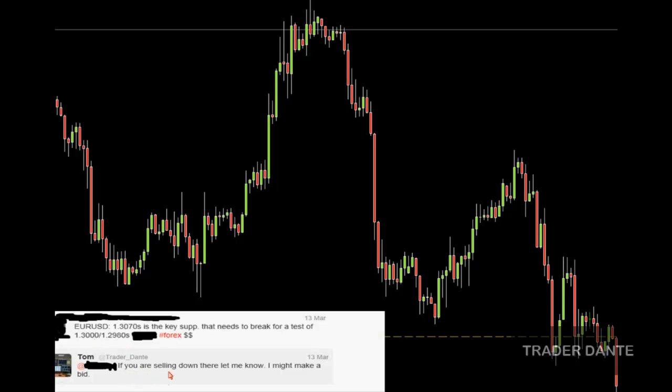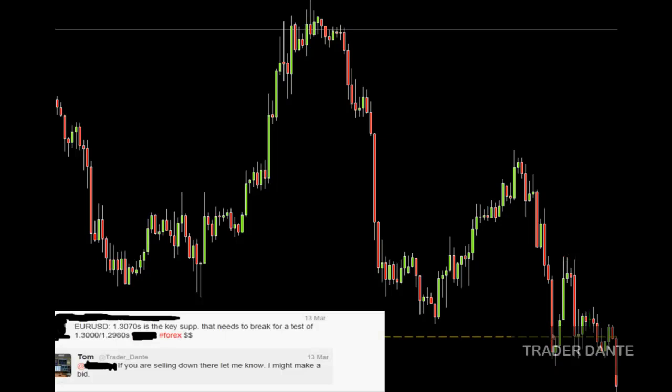Okay, and look what I've immediately written. If you're selling down there, let me know. I'll make a bid. Because look what happens as that market comes in here and breaks that low. This is an hourly chart. We hardly go 20 pips more before there's a violent reversal.